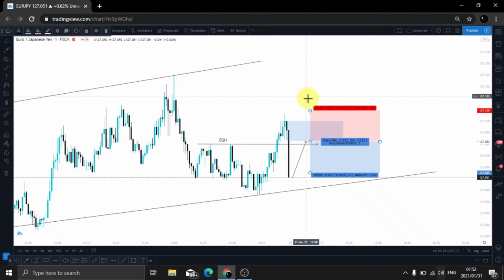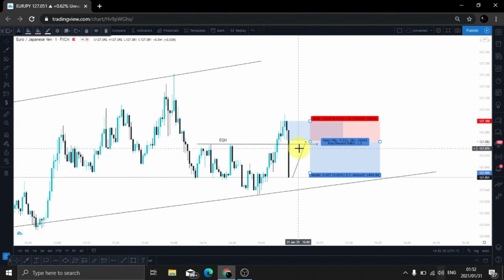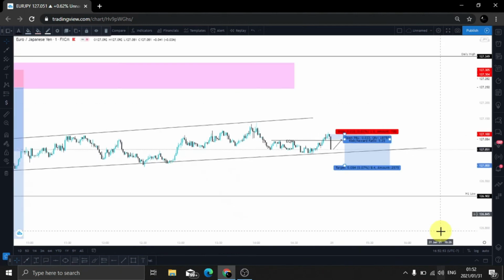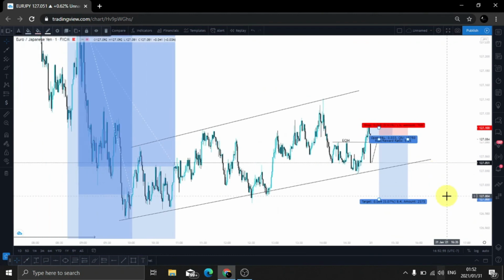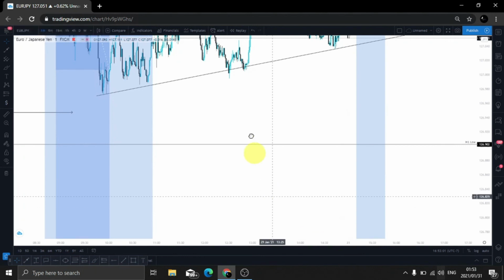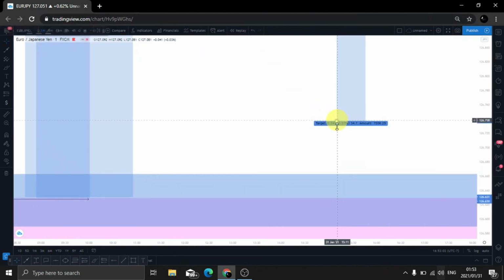If only the market can come and mitigate that level, we can take our trade with a 1.8 pip stop loss. Okay. Yes, 1.6 pip stop loss to our take profit level, guys. We can take it to our take profit level. Our take profit level is over here, guys.